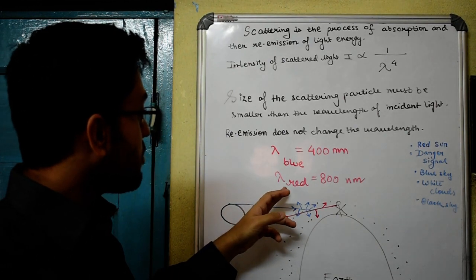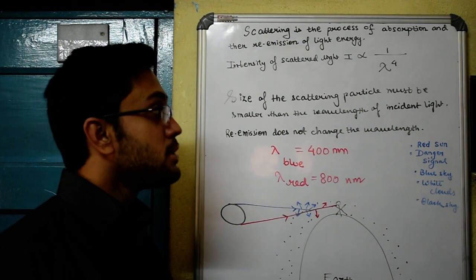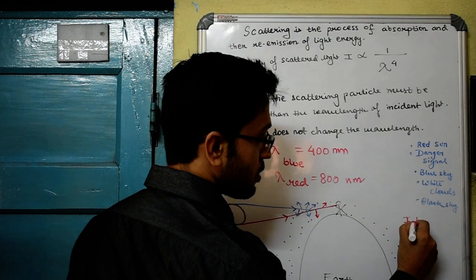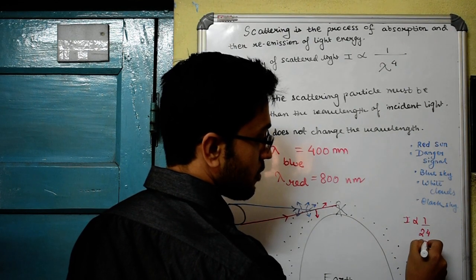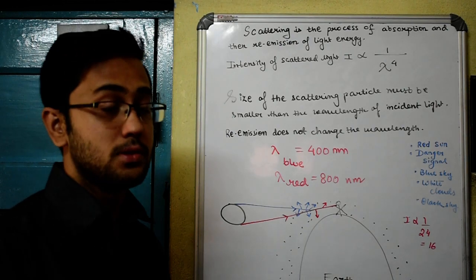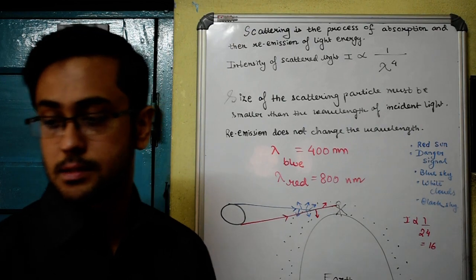Now we can also see that red light has a wavelength almost 2 times that of blue light. So if I put a figure of 2 here, the intensity is proportional to 1 by 2 to the power 4, which is 16. That means blue light is scattered 16 times more than red light.